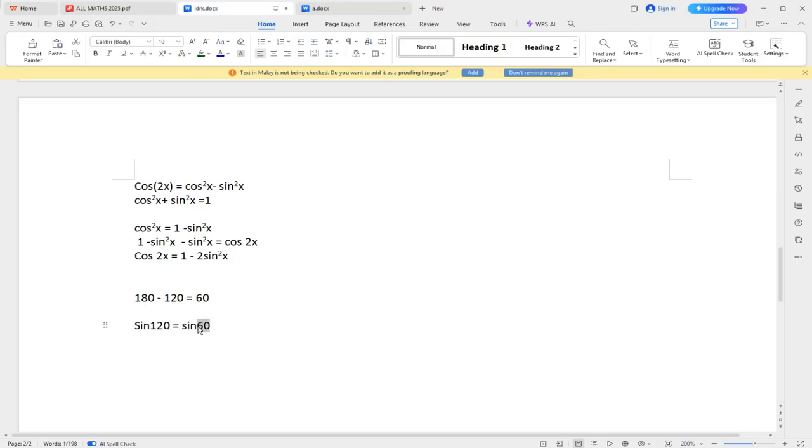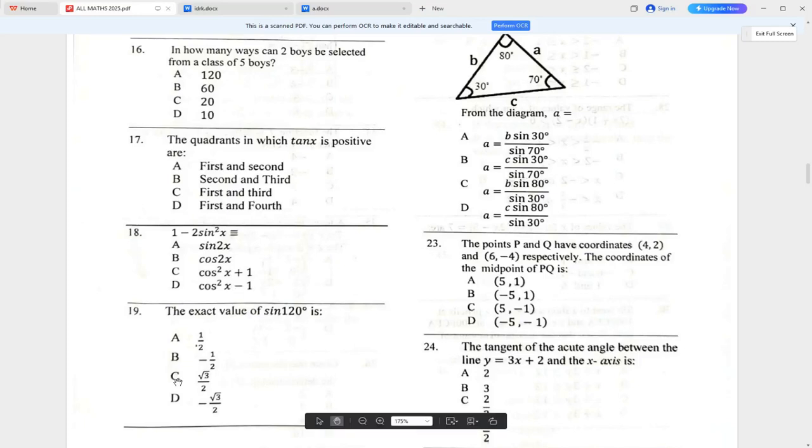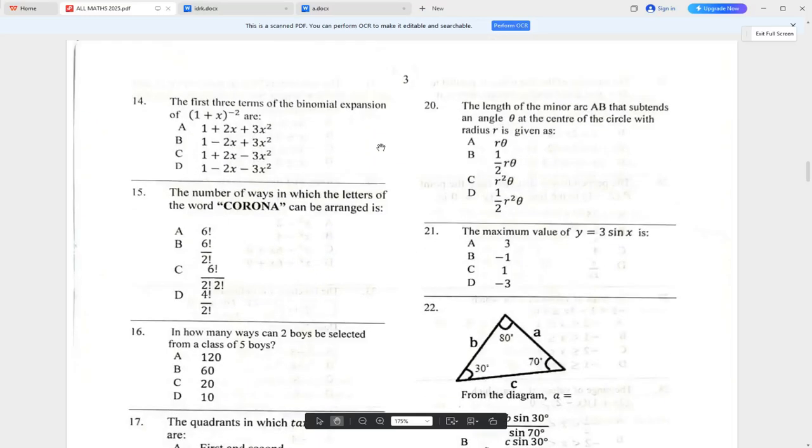Knowing that 60 is a standard angle, you should easily know the value, and if you don't know how to easily find the trigonometric values of standard angle identities, I will post a short video explaining that. So the value of sine 60 is equal to root 3 on 2, which corresponds to the answer C for question 19. Now question 20, the length of the minor arc AB that subtends an angle theta at the center of a circle with radius r is given as, the answer of this is A, which is r theta.